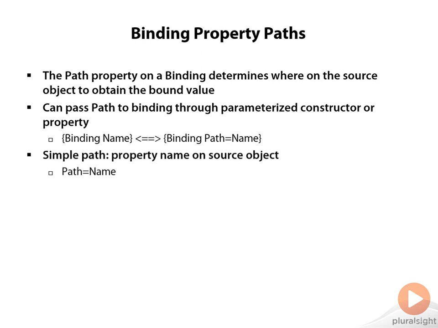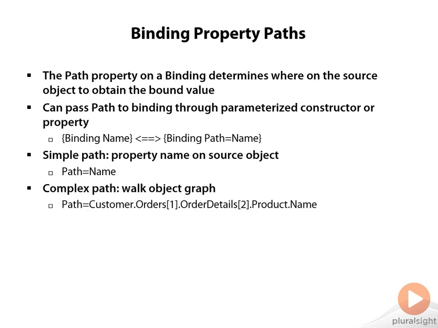Now, bindings are typically set to just a simple path, a property name on the source object itself. So if your source object is a customer and you want to grab the name value off that customer, you just say path equals name. They can also be complex paths and walk an entire object graph from the source object. So if your source object is, say, the window, and the window exposes a customer, then your path may be customer, and then dot down into the orders collection of that customer, index into that array, and get a single object out of the orders, in this case the second one in the array.